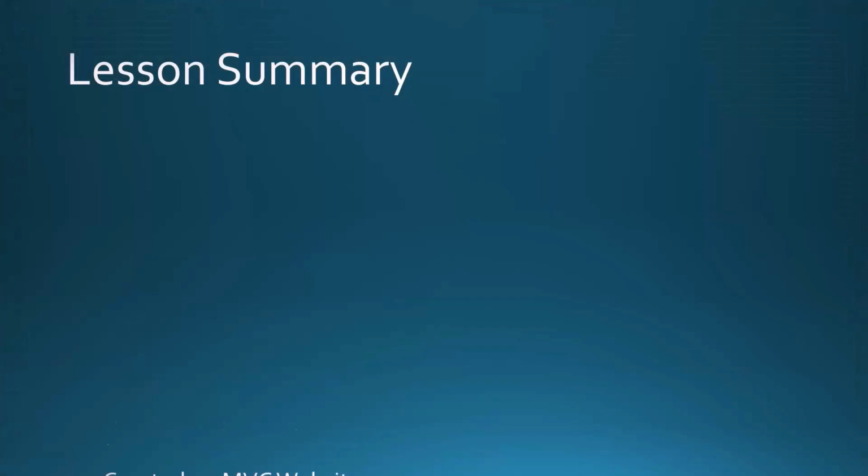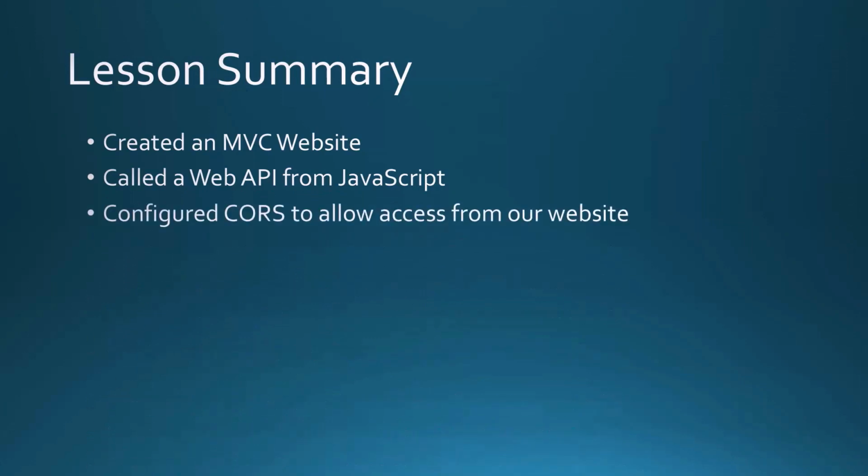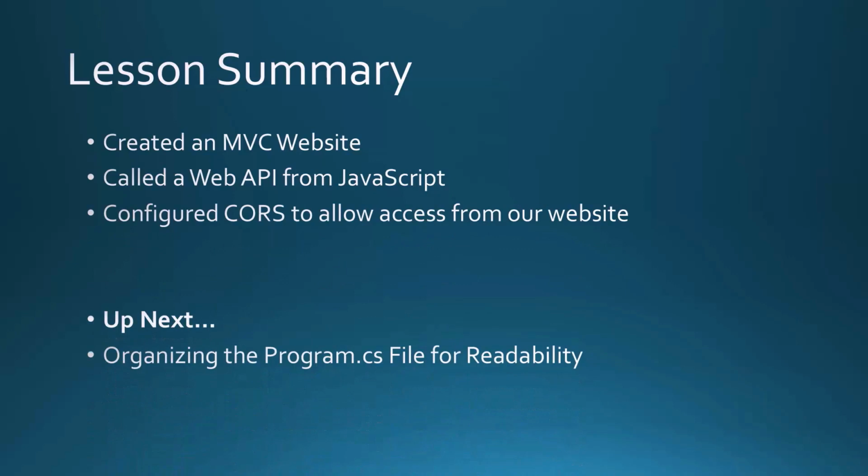In this lesson, we created an MVC website. We called a web API from JavaScript, and we learned that we had to configure CORS to allow the access to come from our website into our web API project. Coming up next, organizing the program.cs file for readability.